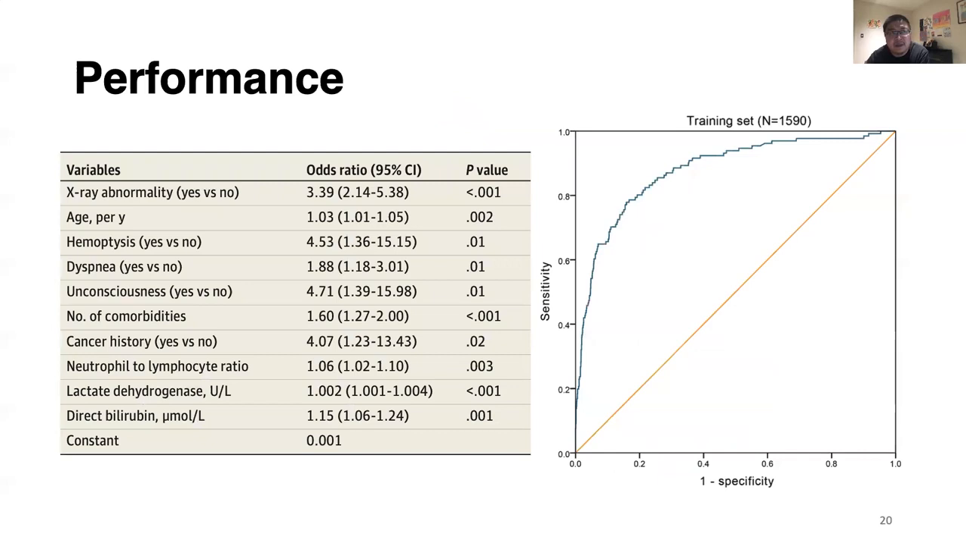And this is the performance. Based on the internal bootstrap validation, the mean AUC on this data can achieve about 0.88. And they also evaluated the performance of this risk calculator on the independent validation cohort, which is also around 0.88.